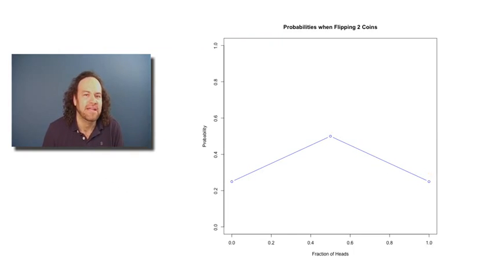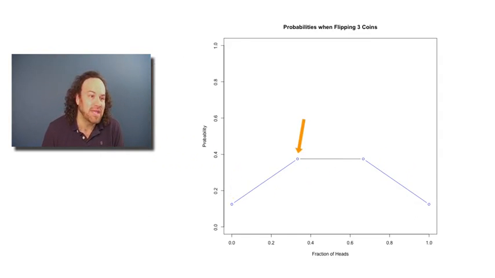Simple enough. If we flip three coins, well, we worked out those probabilities before too, and we can see here that there's probability 1/8 of getting no heads, 3/8 of getting a third heads, 1 out of 3, 3/8 of getting 2/3 heads, or 2 heads out of 3, and 1/8 probability of getting all heads, 3 out of 3. What if I flip a coin 10 times?